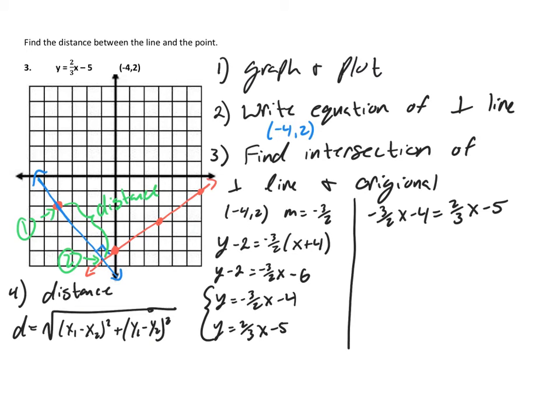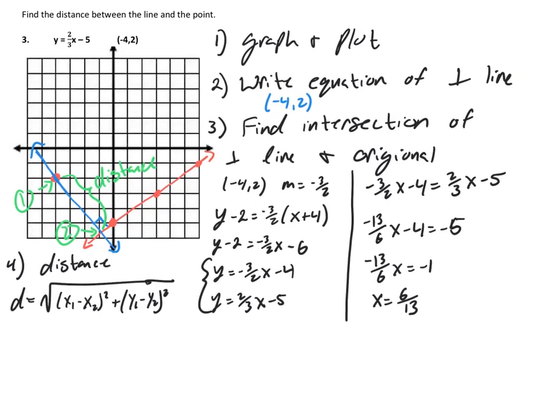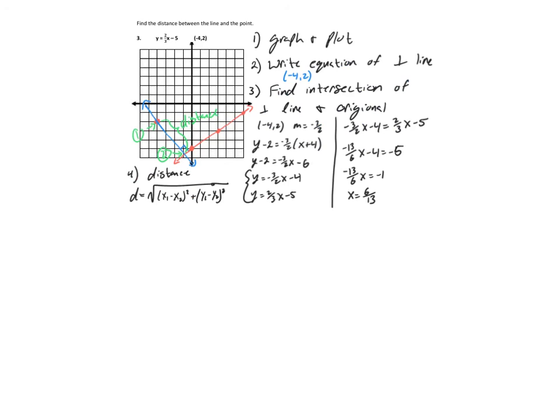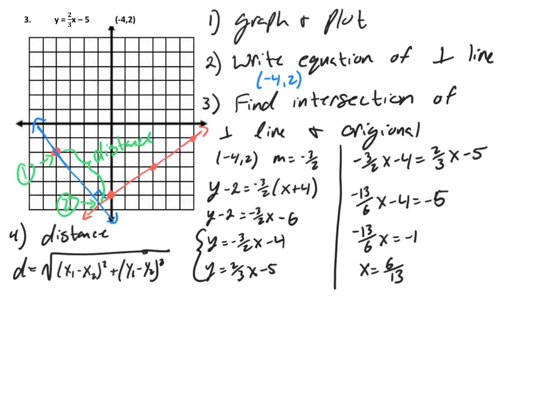So we'll go ahead and subtract 2/3 x from both sides. We'll get -13/6 x minus 4 equals -5. Adding 4 to both sides. And then finally multiplying by the reciprocal -6/13, we'll get x equals 6/13. And again, just leave it as a fraction. That way we're not rounding prematurely. We can just work with that fraction.